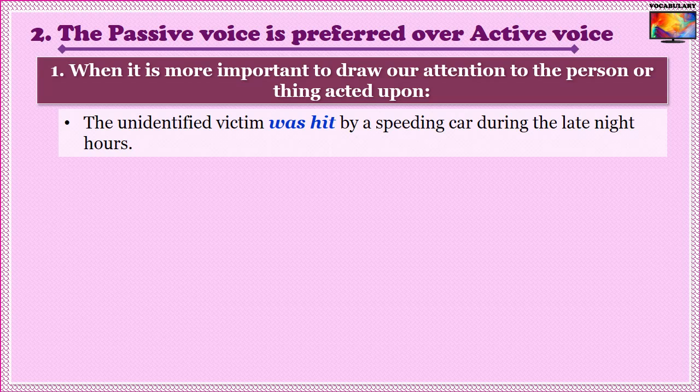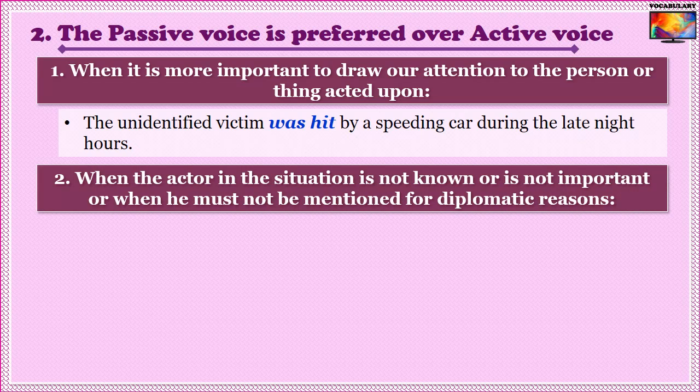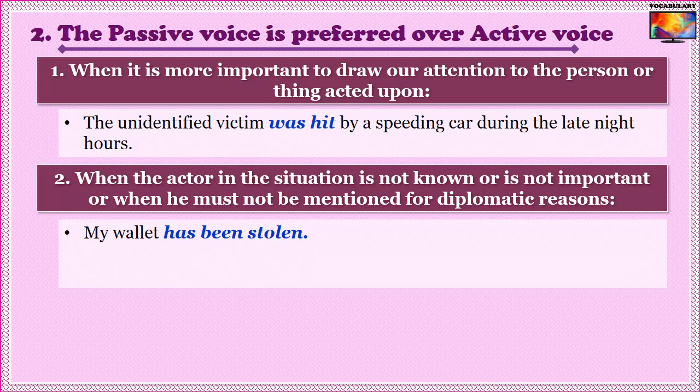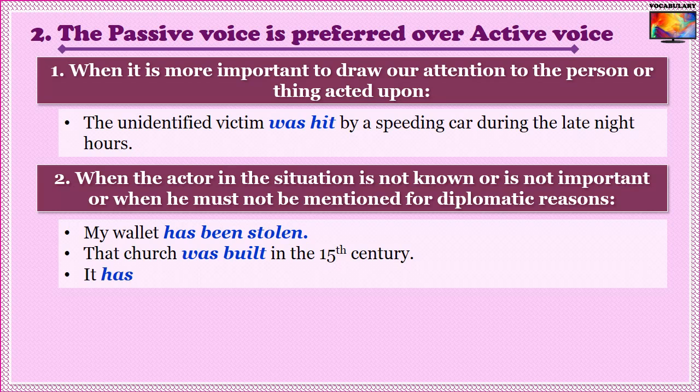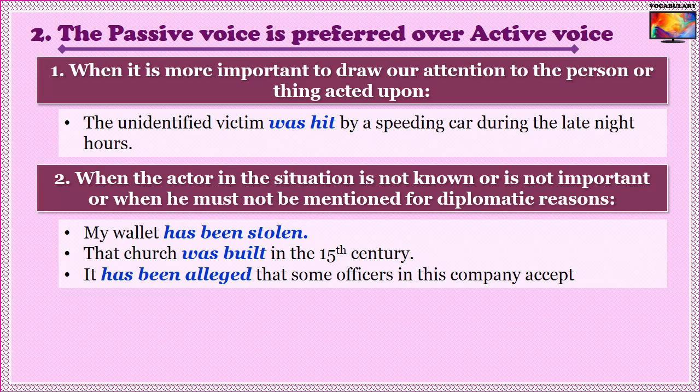The second case is when the actor in the situation is not known or is not important, or when he must not be mentioned for diplomatic reasons. Examples are, my wallet has been stolen. Agent is not known. That church was built in the 15th century. Here, the agent, or who built the church, is not important. It has been alleged that some officers in this company accept bribes. The person who is making such allegations is perhaps doing so on the condition of anonymity. So this statement just draws attention to the main fact.